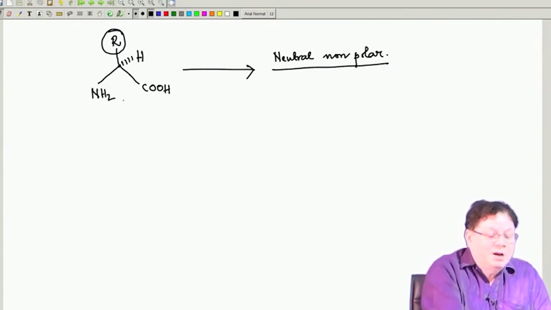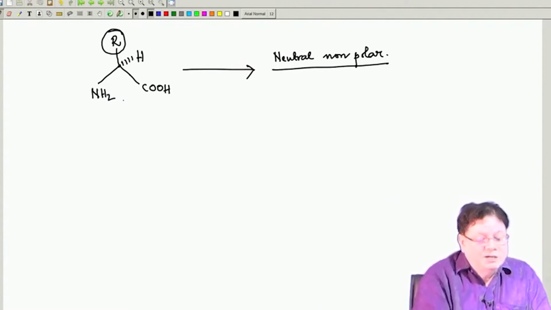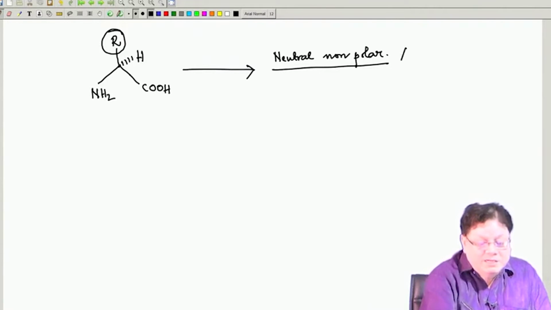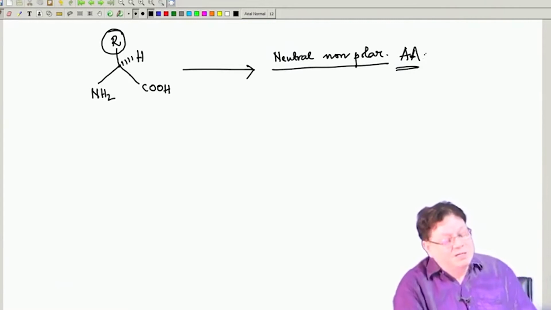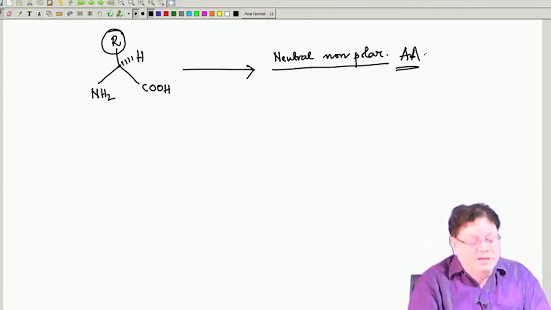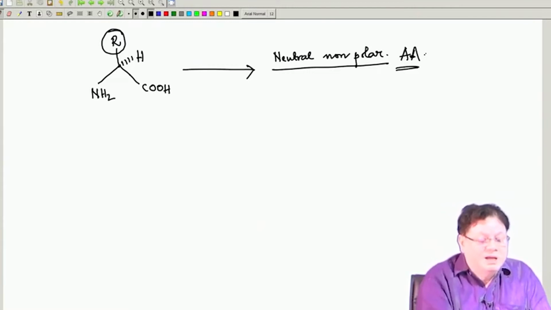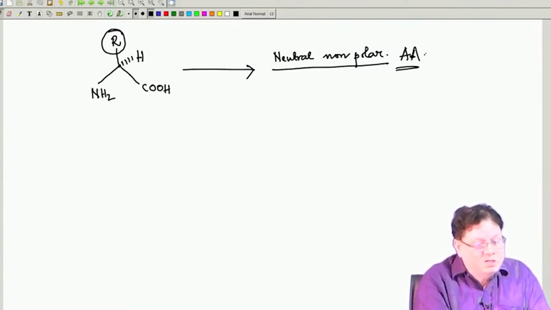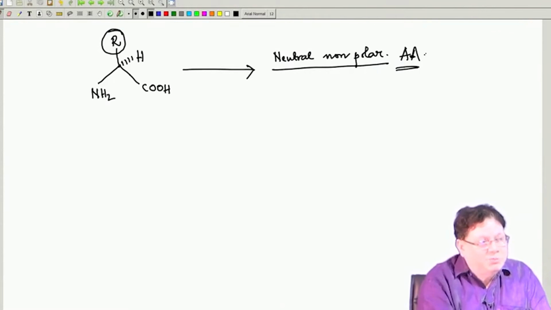Okay. Now, this R can be a non-polar side chain. So, they are called neutral non-polar amino acids, and I will show you that this is the largest pool of the amino acids. Now, remember another thing I should point out, that what we are discussing is the building blocks which make the protein. We are not talking about the amino acids which are not joined together to make the protein. So, these are called protein amino acids. So, we are talking about protein amino acids.